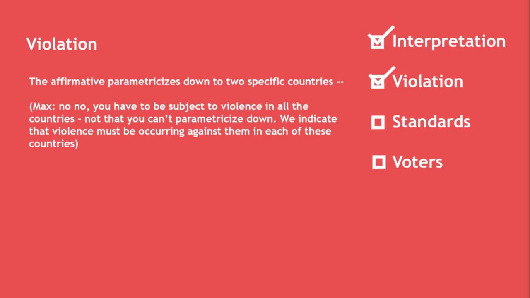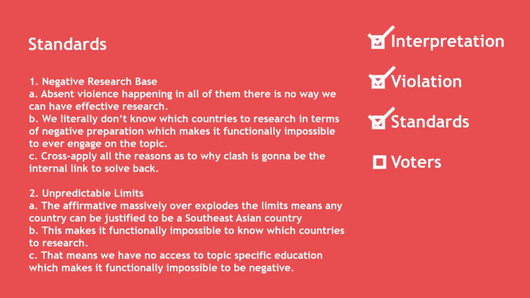The second violation is going to be a question of how they are able to say this, not all others, but an ongoing system of violence, which is a single element of states. The first standard is going to be negative research. The subpoint is absent of violence inside of a community, there's no way we can actually have effective research. We literally don't know which countries to research in terms of negative preparation, which makes it functionally impossible to ever engage in the topic.